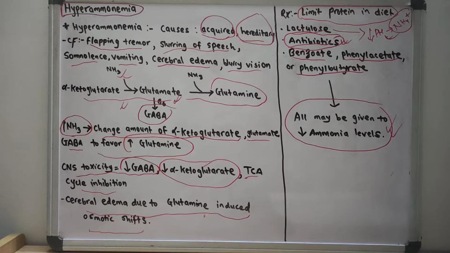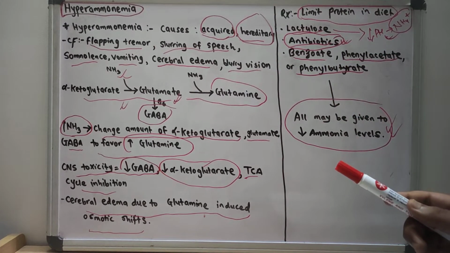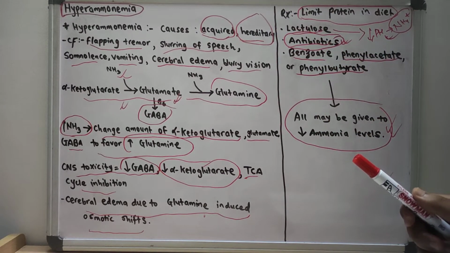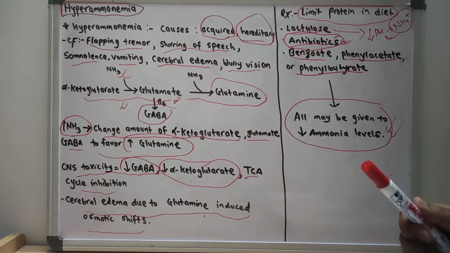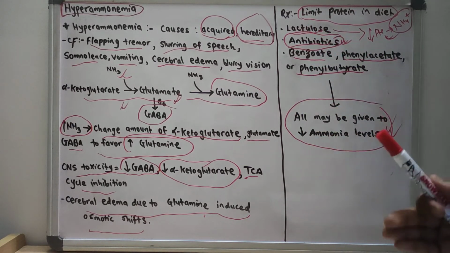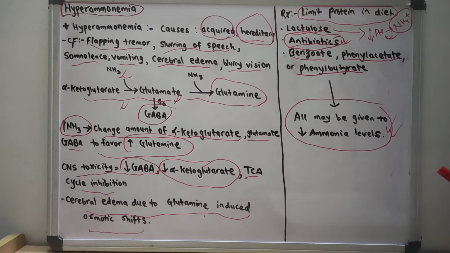So this concludes our topic on hyperammonemia. Here we discussed the brief causes of hyperammonemia. We discussed the various clinical features, and we also discussed how the CNS symptoms occur and why cerebral edema occurs in hyperammonemia. And also we discussed the treatment of hyperammonemia. All the treatments are related to decreasing the ammonia level in our body. So this concludes our topic on hyperammonemia.